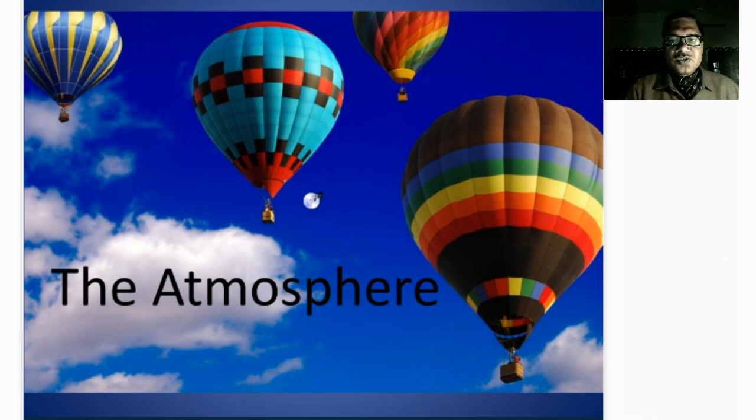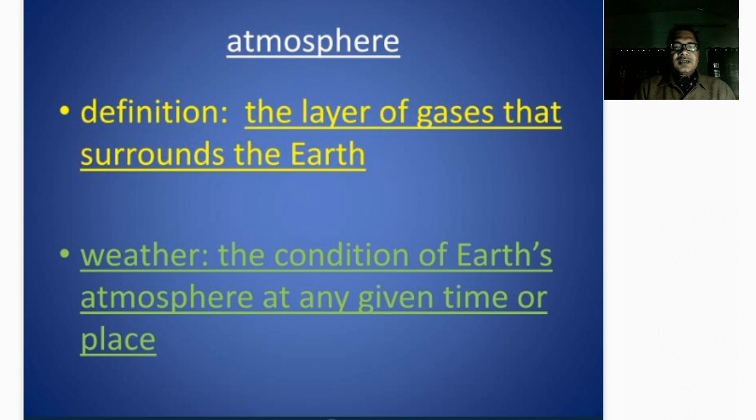The various layers of gases which are surrounding the Earth's surface. They all have concentric layers, that means they're all circular in shape. All these layers, one after another, which are enveloping the entire Earth's surface, these layers are known as the Earth's atmosphere. We can say that the various layers of gases that surround the Earth are known as Earth's atmosphere.